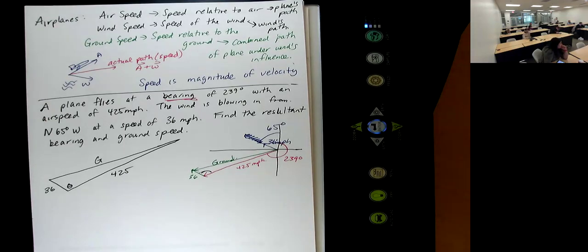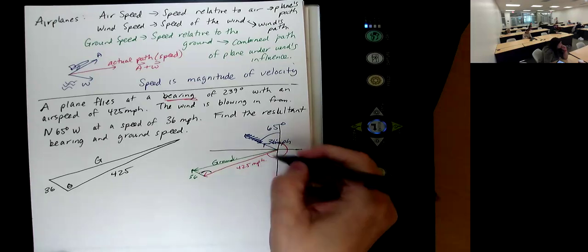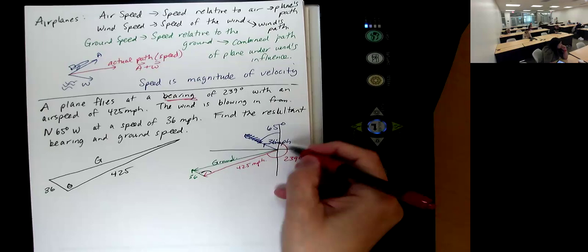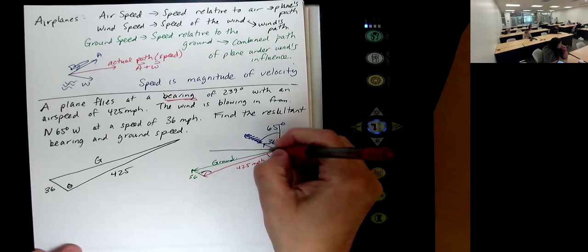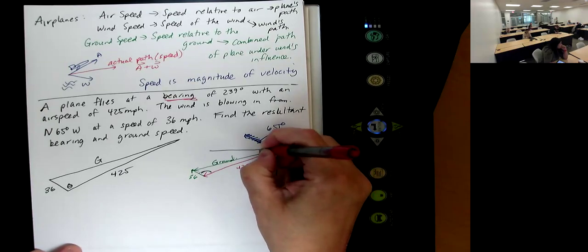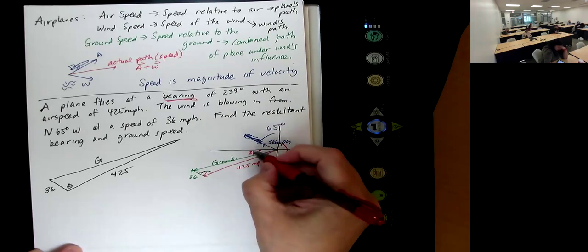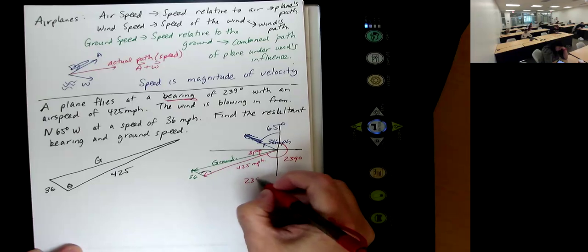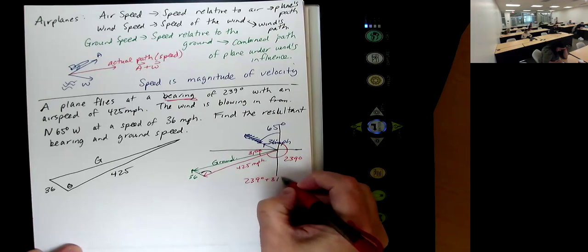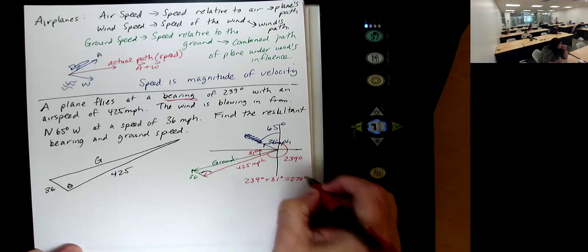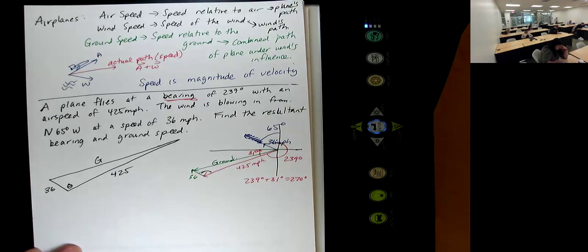So let's reason out what we have here. If this is 239, then this part right here has to be 31, because 239 plus 31 will add to 270. That's not entirely what I need, but we're getting somewhere.